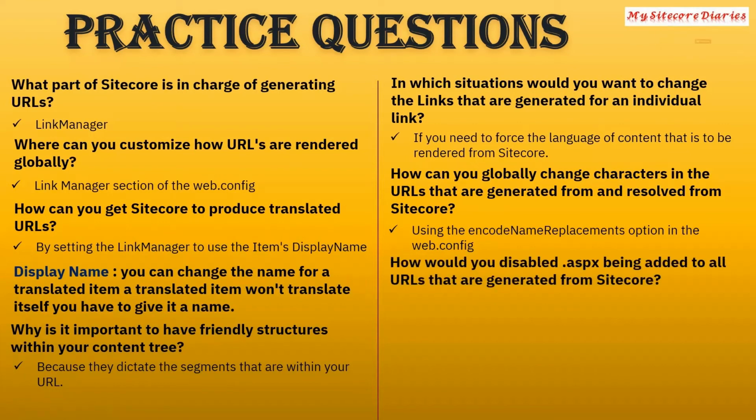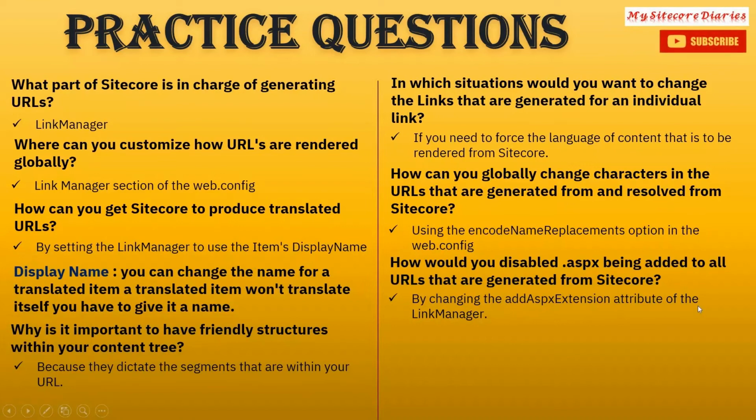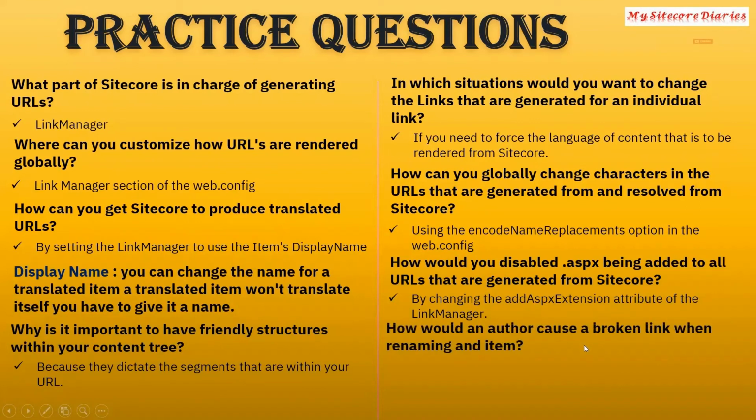How will you disable .aspx being added to the URLs that are generated from Sitecore? When you have a URL, you will see the item name .aspx. If you want to remove that .aspx, how can you do that? You can do that by adding the add aspx extension attribute to the link manager. So it is managed by the link manager with the property add aspx extension.